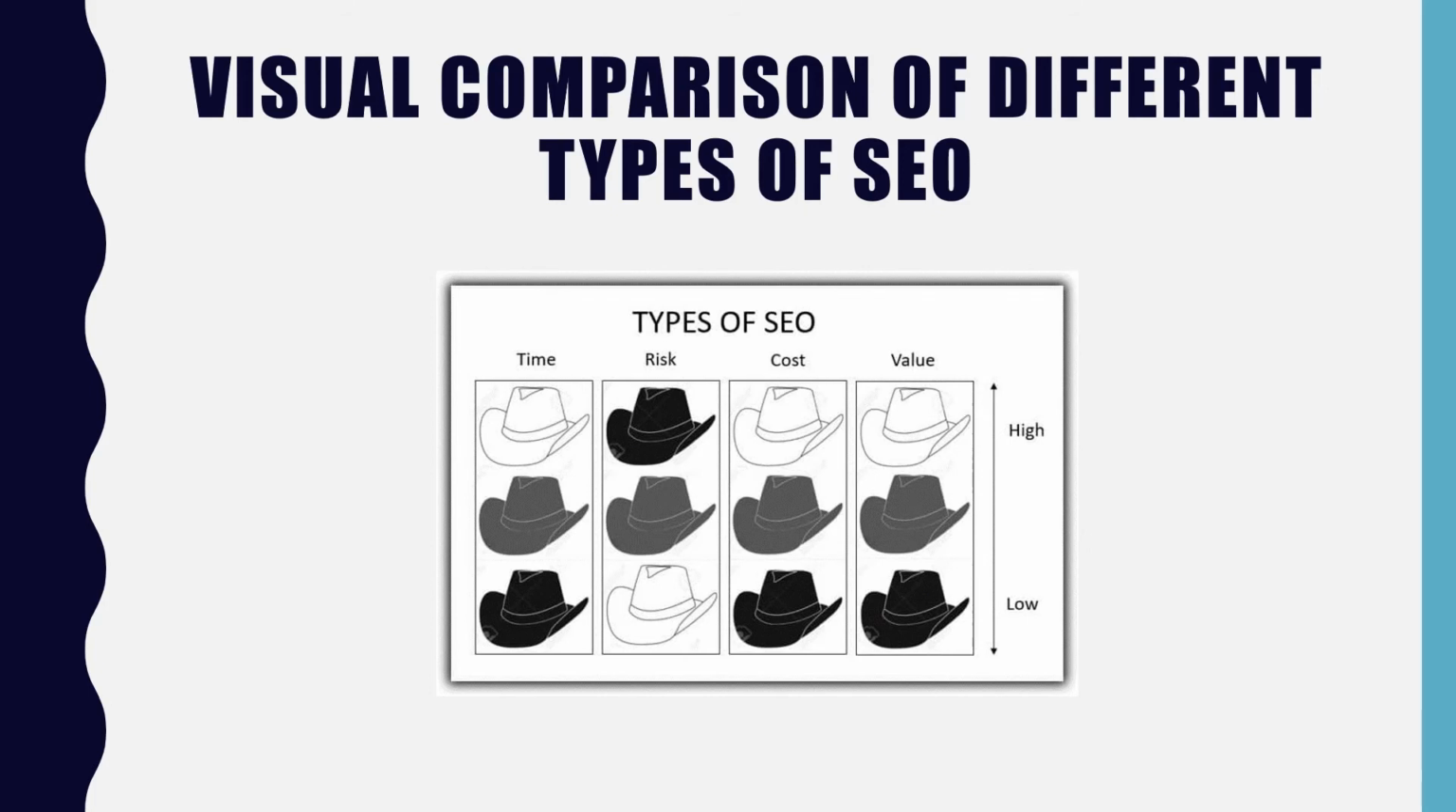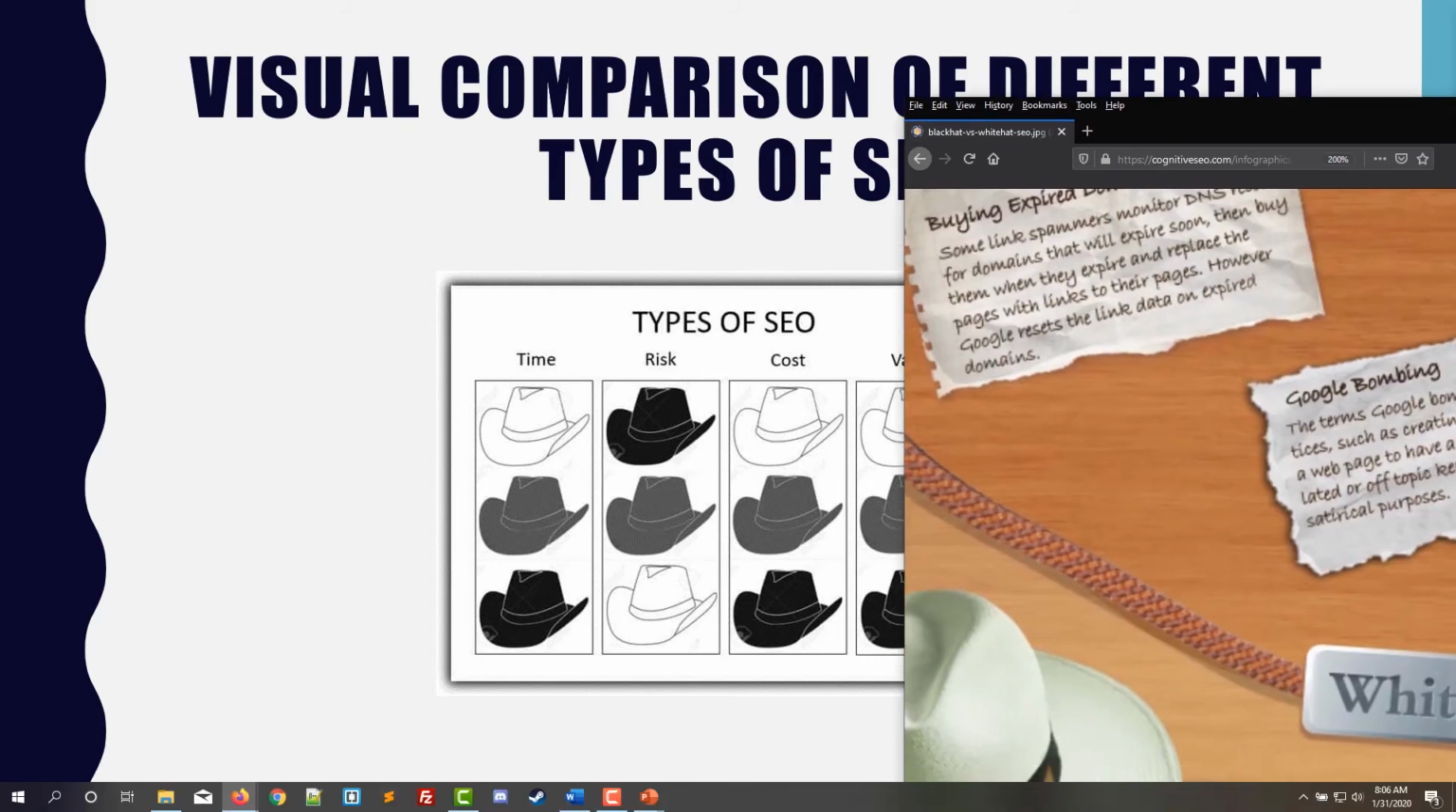Now here is a visual comparison of these different types of SEO. So we have a ranking. You can kind of see time, risk, cost, value, and then high to low. So for time, we have white hat practices is higher, then gray, then black. Risk, so the risk is higher in this case. Cost is higher with white hat going down, and then value. So the only thing that's really kind of higher in this case for black hat is risk. Everything else it's better to use white hat practices.